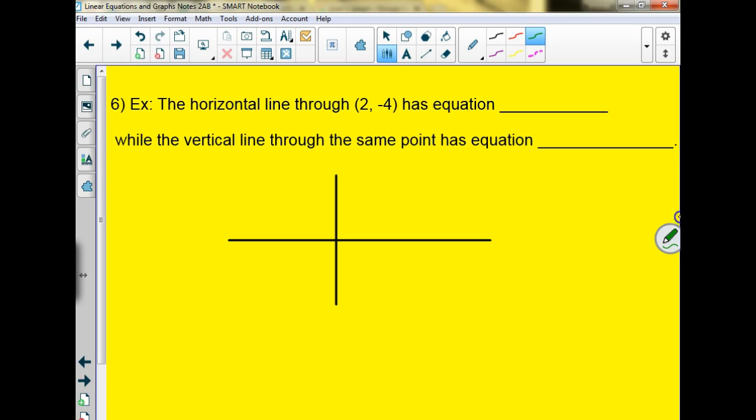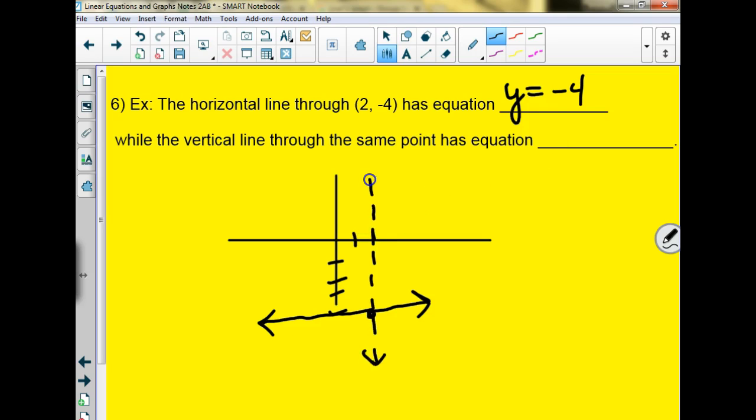All right, so if we had some magical point over here at 2, -4, how would we write the horizontal line that goes through there? Is it an x equals or y equals line? Y equals. And what is the value of y at that point? -4. Nicely done. Well, the vertical line that goes through the same point, this one would be what? X equals, but the x value was 2. Yep.